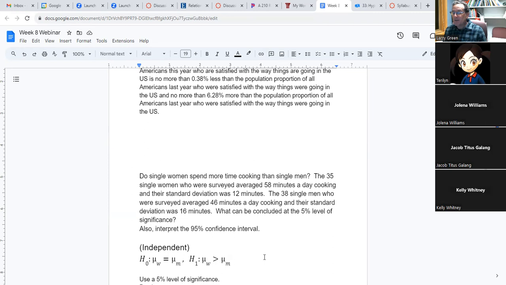Notice it's a mu, it's not a p, because of the survey question that you're going to ask. First, these women are asked, how much time did you spend cooking today? And same thing with the men. How much time did you spend cooking today? And they're going to answer, I spent 58 minutes cooking. Any questions on that? It's a number.